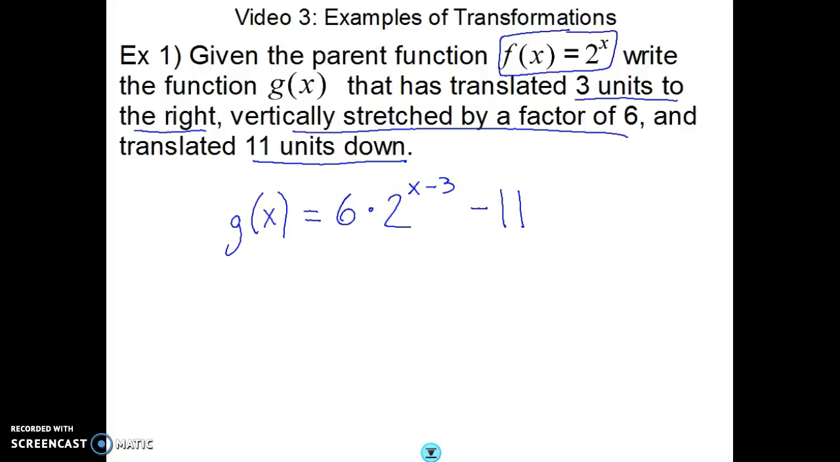So to run through that again really quickly, this minus 3 up here is our horizontal shift or translation. This 6 out front is our vertical stretch. And this minus 11 at the end is our vertical shift.